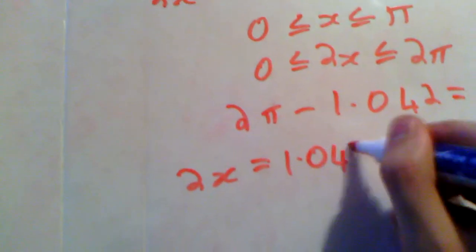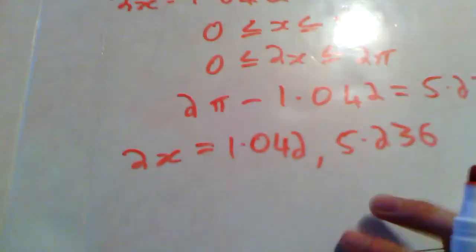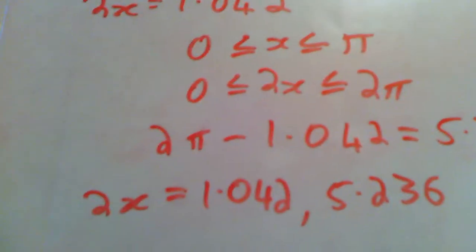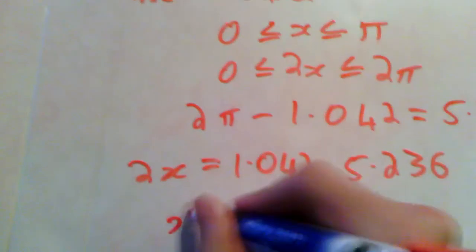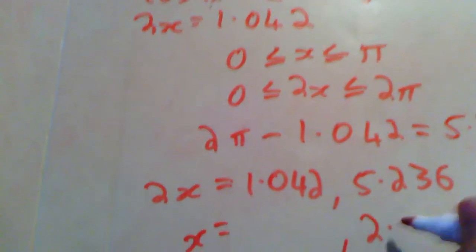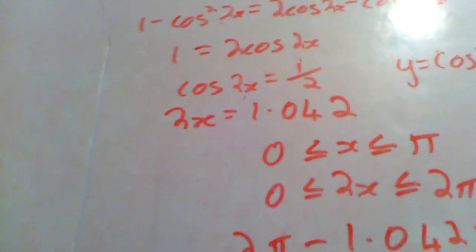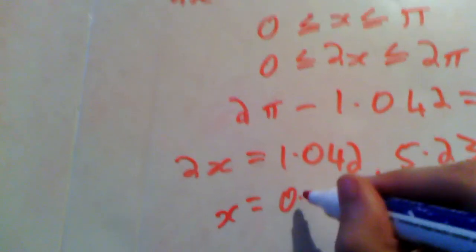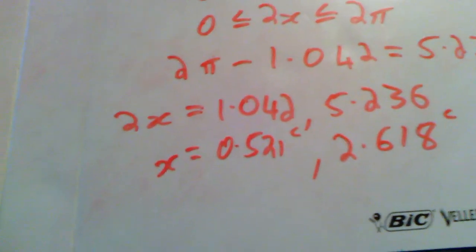5.236. So we've now got 2x equals 1.042 and 5.236. Then we divide by 2 to get our x value, so we get the graph which we started with. So divide that by 2. 5.236 divided by 2 equals 2.618. And 1.042 divided by 2, this probably isn't going to be very accurate now because I did round up the first time. But it's 0.521. So this is radians. So normally I see them, they put a C there. So there are your answers, folks.